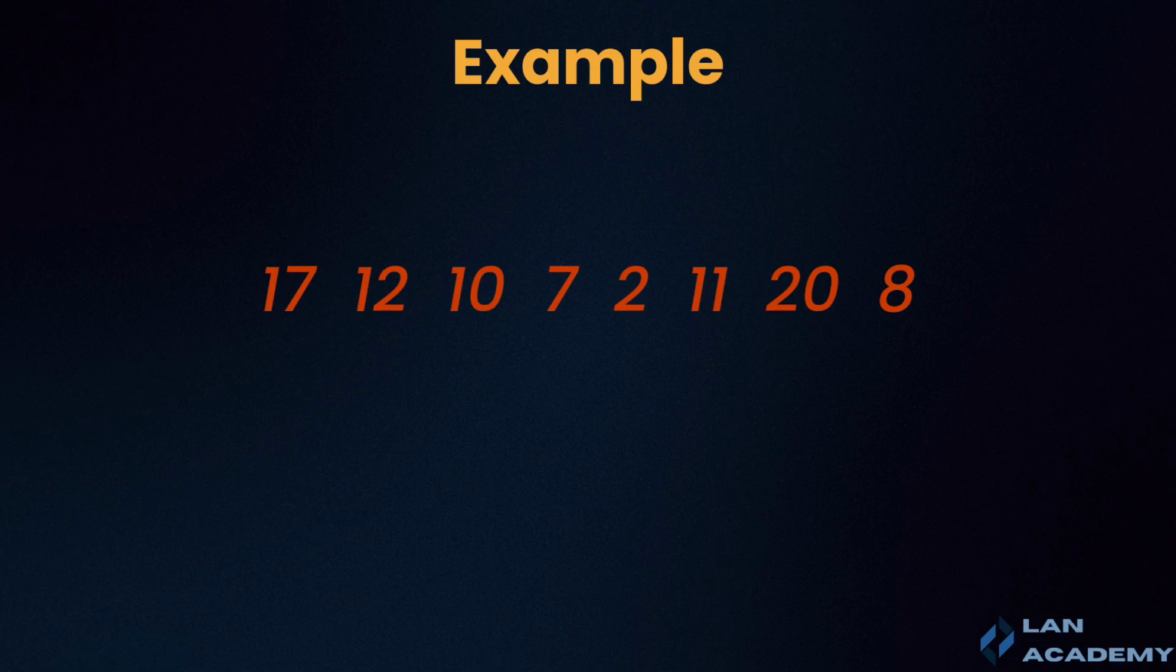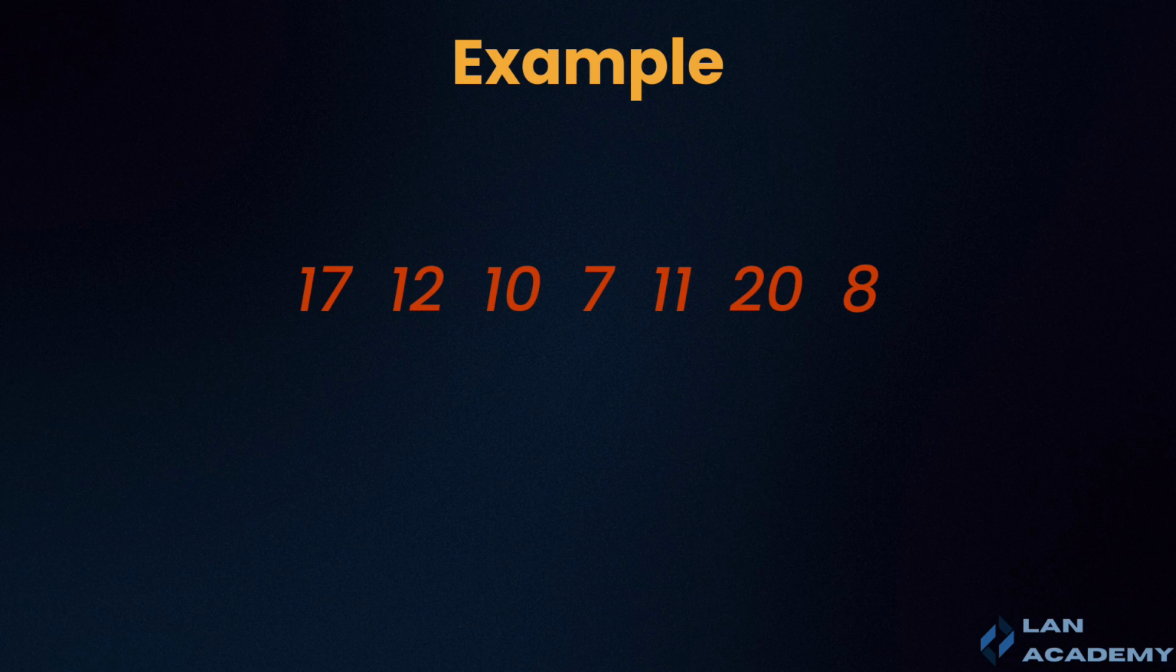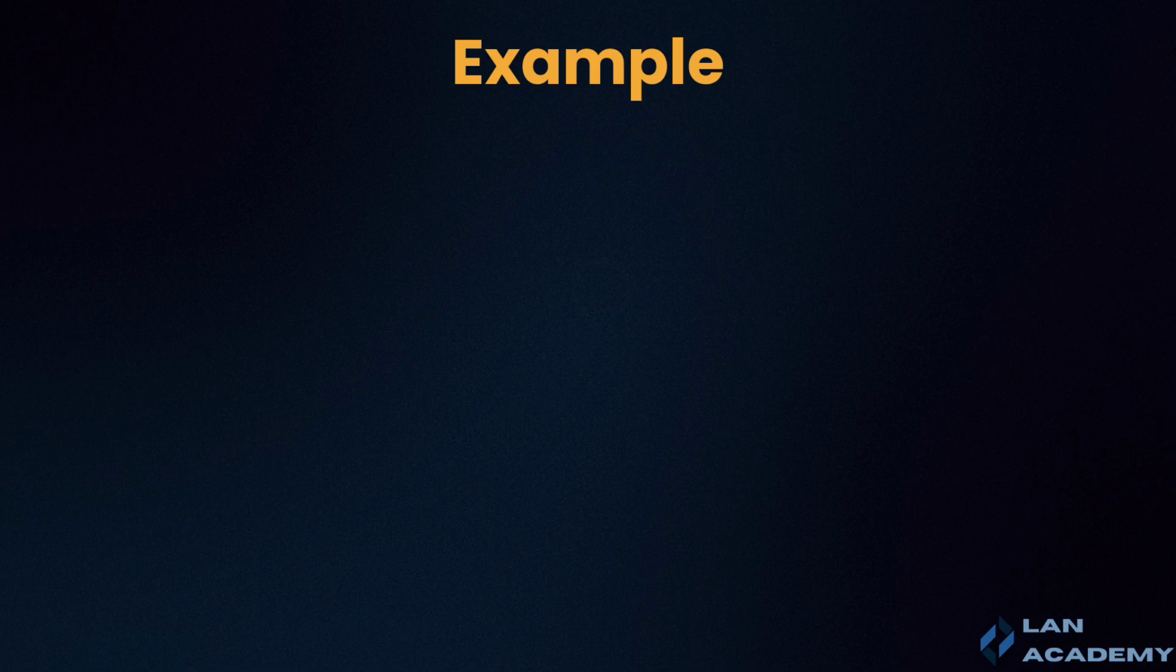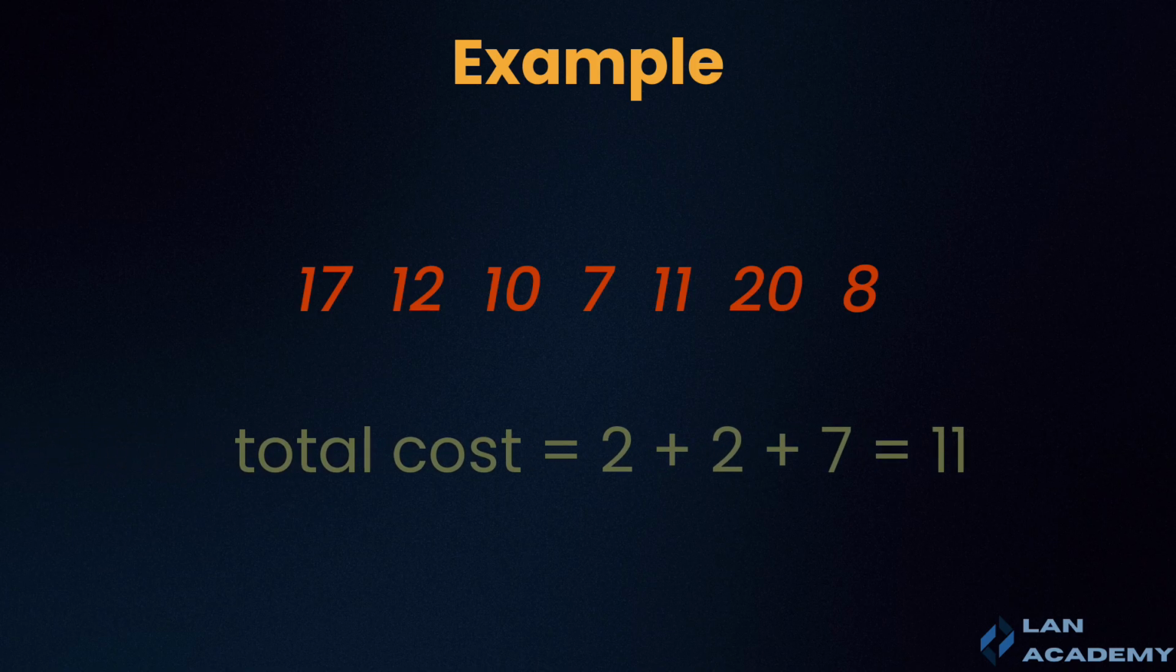In the second hiring session, choose the fourth worker which has the lowest cost of 2. The costs array updates to 17, 12, 10, 7, 11, 20, 8. In the third hiring session, choose the third worker which has the lowest cost of 7. The costs array becomes 17, 12, 10, 11, 20, 8. The total cost will be 2 plus 2 plus 7, which equals 11.